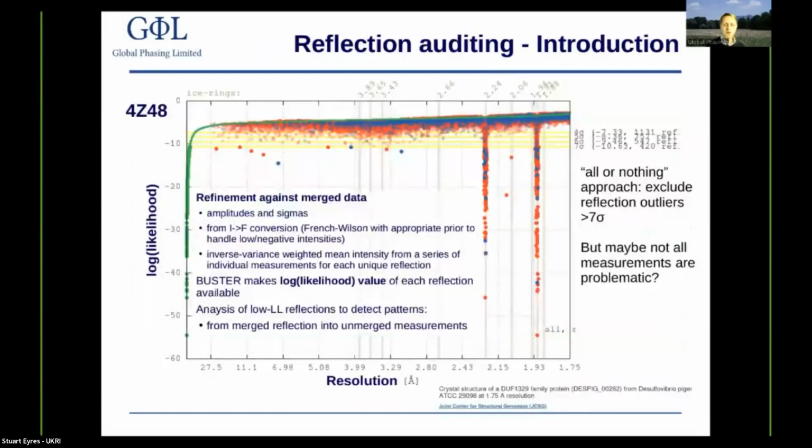Let's move to another topic we have been investigating now for quite a few years, reflection auditing. We want to understand why particular reflections or groups of reflections have a low likelihood value for the final refined model. So at the end of a BUSTER refinement, the log likelihood value of each reflection is plotted in various ways, for example, as a function of resolution. Reflections with the lowest log likelihood values are of particular interest here. We usually concentrate on those below minus 7 sigma, representing extreme outliers. These plots include markers for known ice ring resolutions, which can highlight obvious problems with ice contamination.